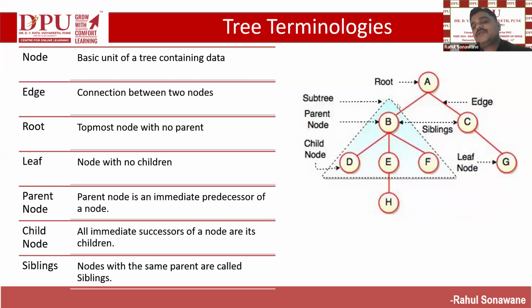Now, in a tree, if there is a node which does not have any further nodes, or a node which does not have any children, then such a node is called a leaf node. In our given example, G and H are the leaves of my tree, or the leaf nodes of my tree.